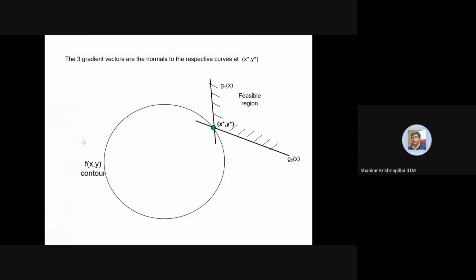Okay, so this is the contour of the objective function. This green dot is the optima. This is the contour of the objective function. So this del f is the gradient vector of the objective function at the optima. What you have to do is draw the tangent passing through the optima, and then the normal to the tangent will give the gradient vector of the objective function at the optima.